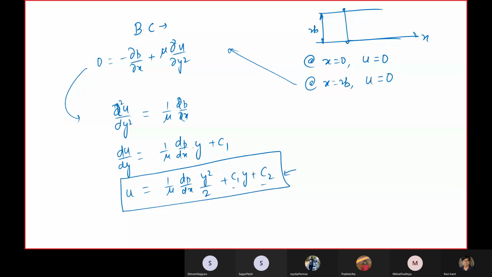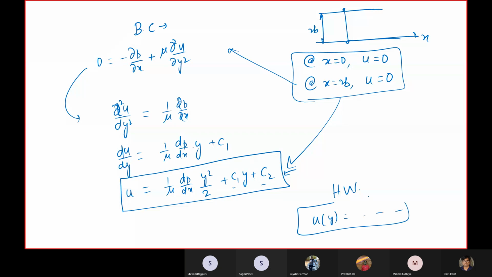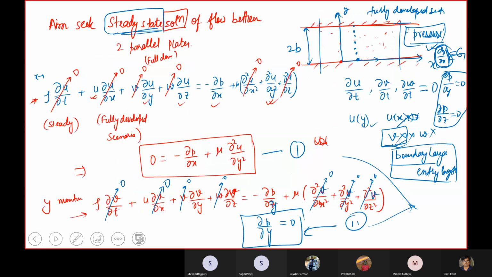You have two constants and two boundary conditions, and if you apply them, you will get the answer. Just do a quick homework. If you insert these boundary conditions appropriately, you'll get u as a function of y, your solution. So see how from the full non-linear equation we are able to get some nice analytical solutions, right? In the next class we'll also look at several other cases.